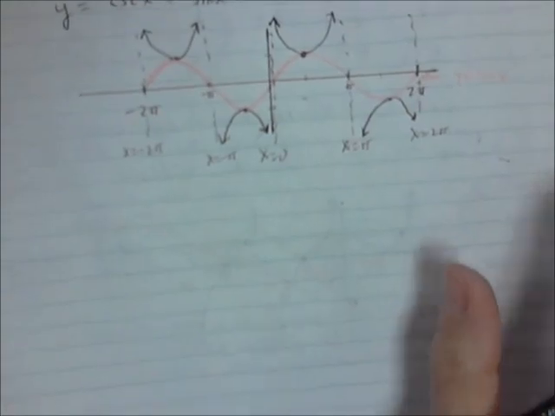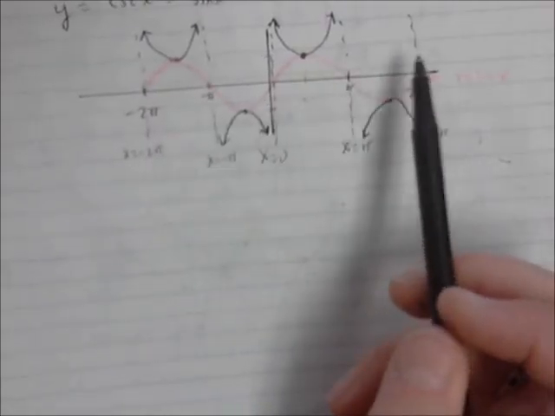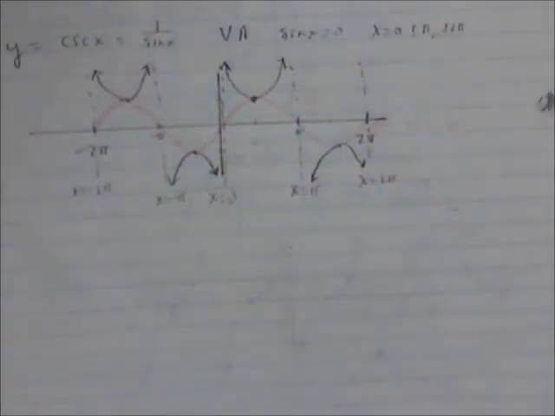So again, if you were ever asked to graph a secant or cosecant, my suggestion would be to first graph the reciprocal, graph the sine or cosine, and then just connect them at those locals. And then you've got it. And that's it for today.